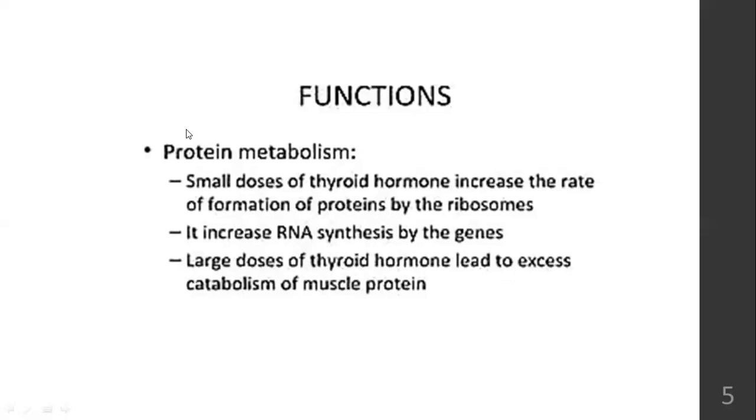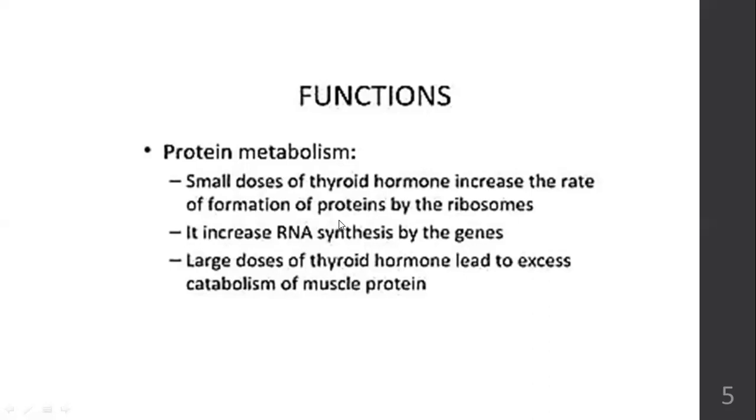Protein metabolism. Next, how does thyroid hormone help in protein metabolism? Small doses of thyroid hormone increase the rate of formation of proteins by ribosomes, that is at your DNA, RNA level, helping the RNA, ribonucleic acids, and ribosomes to produce more proteins. Protein is required for DNA and RNA production as well. It increases RNA synthesis by the genes. Because of amino acids that you get from protein, more RNA is produced at your genetic level.